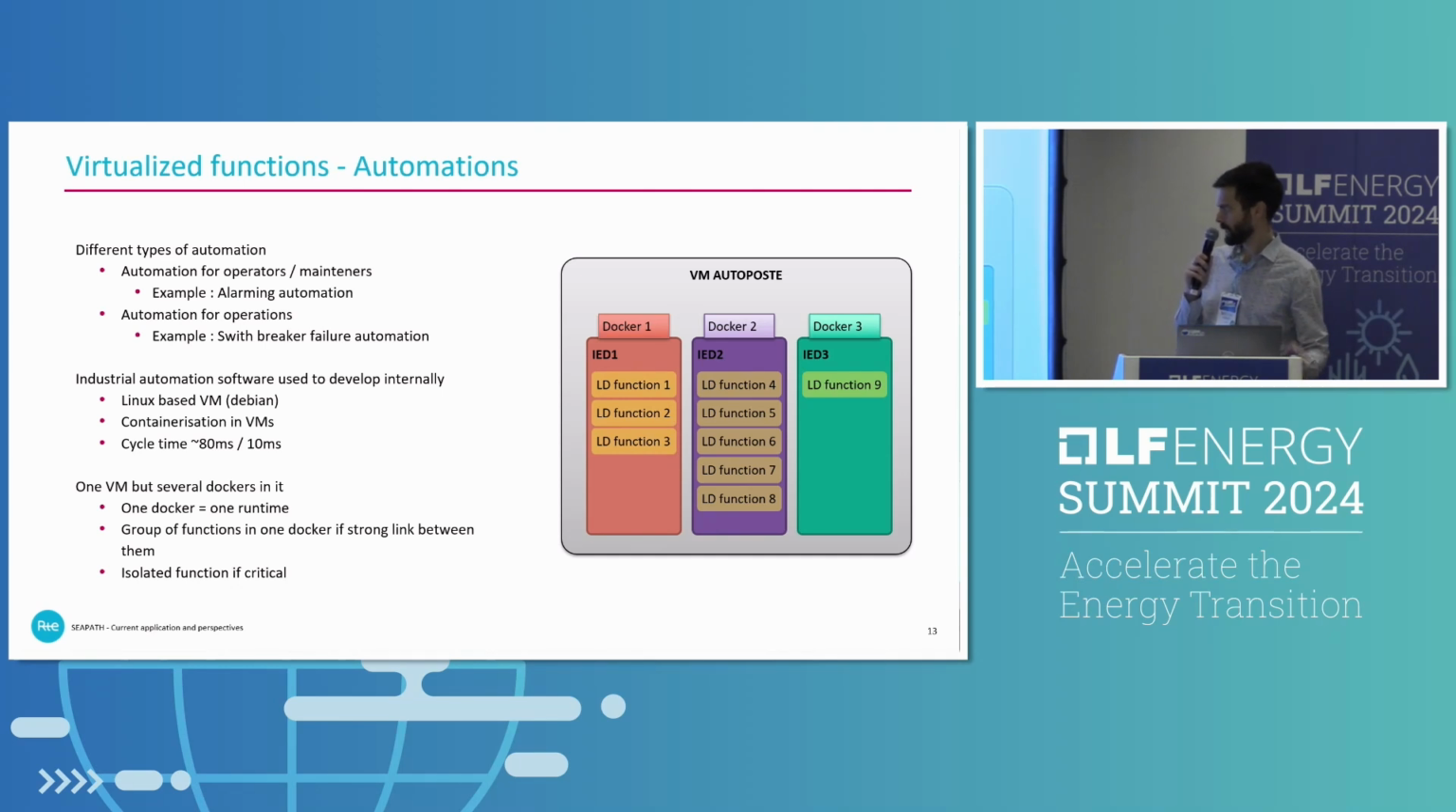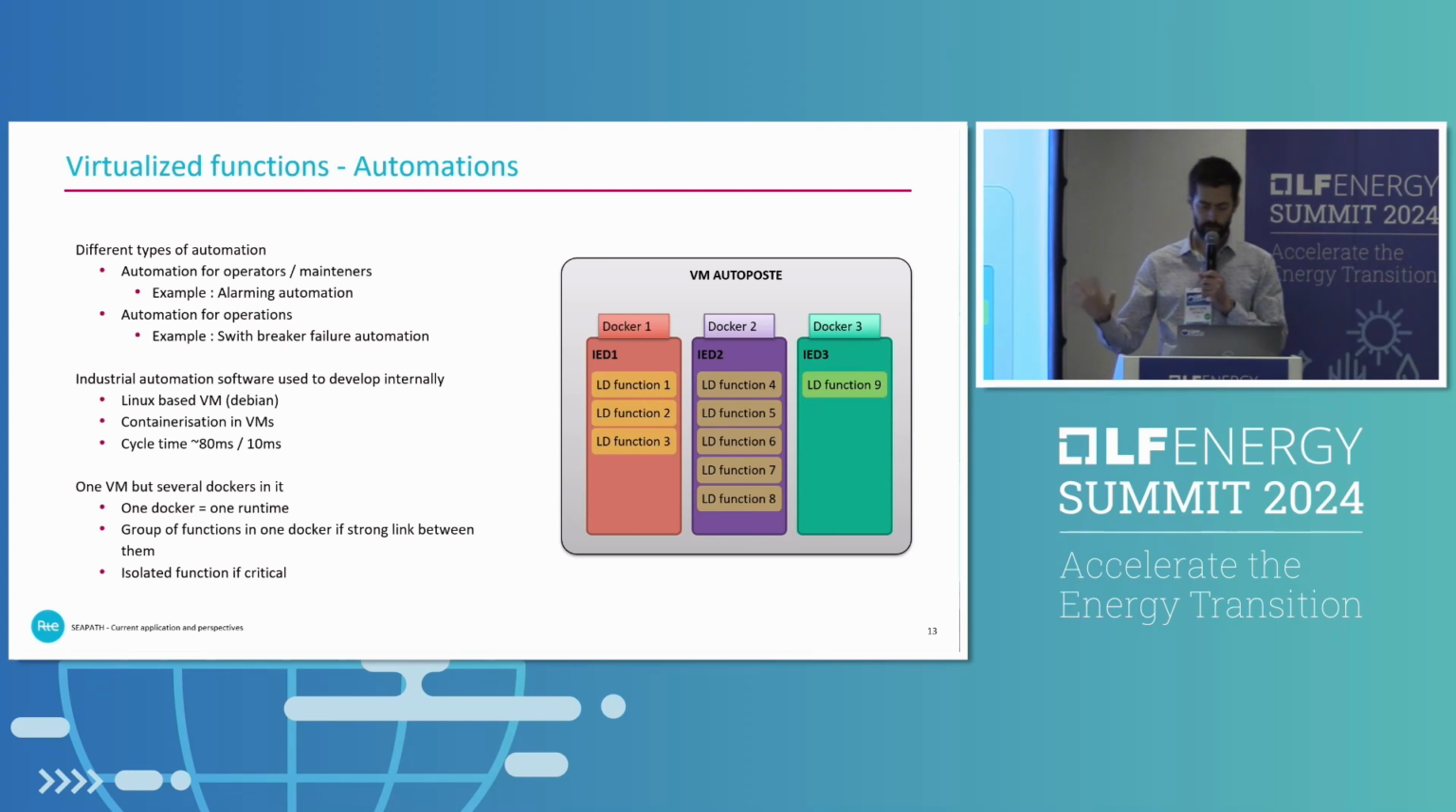as well. And the second automation, for example, is the switch breaker failure automation. For those who know, when you have a circuit breaker that fails, it triggers the other ones that are close to de-energize the circuit breaker in failure. So yeah, and these automations have some cycle timers.